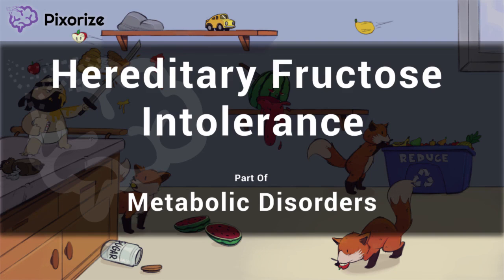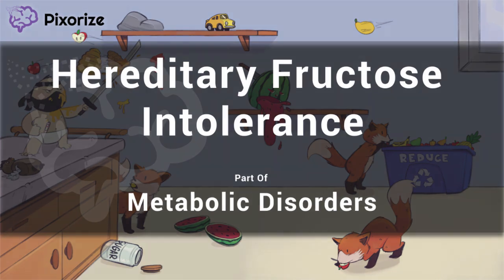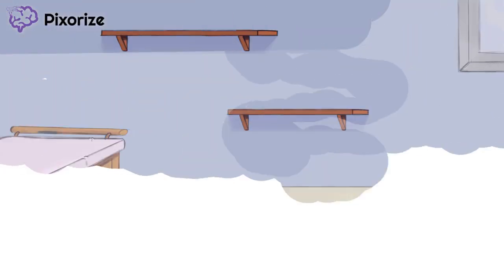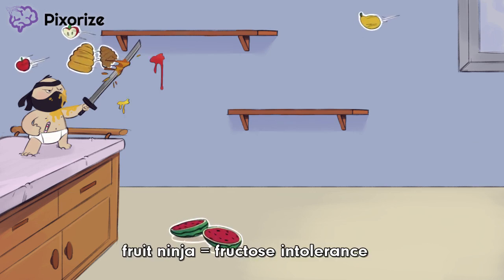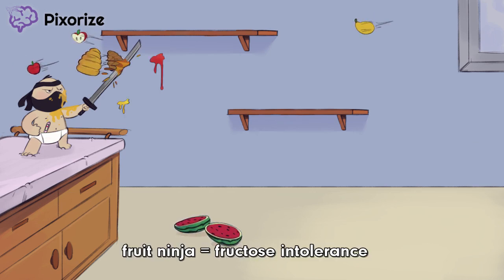Hereditary fructose intolerance is a disease defined by an inability to properly metabolize fructose, the primary carbohydrate in fruit. Therefore, our scene is set in the bedroom of the fruit ninja, whose mortal enemy is fruit and the fructose contained within it. We might not have a ton of time before our fruit ninja's parents confiscate his weaponry and clean up his mess, so let's not waste a moment.